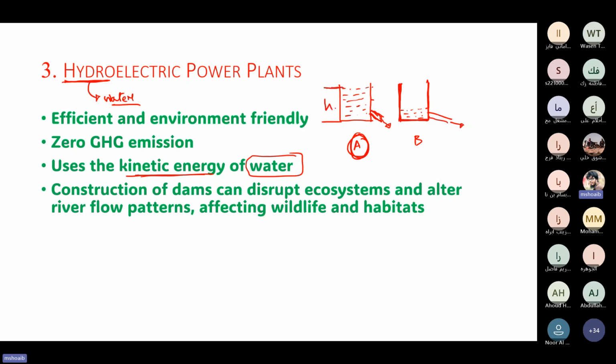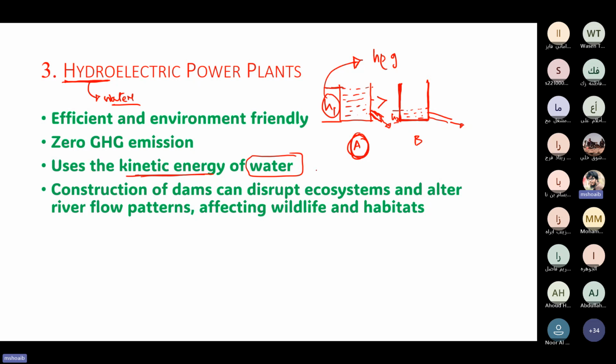You see the height of container A, H1, is higher than the height of container 2, which is H2. And this height is directly related with the energy formula, which is H rho G. We all studied that in the physics course. So this property of water is used in the hydroelectric power plant to convert this kinetic energy into electrical energy.